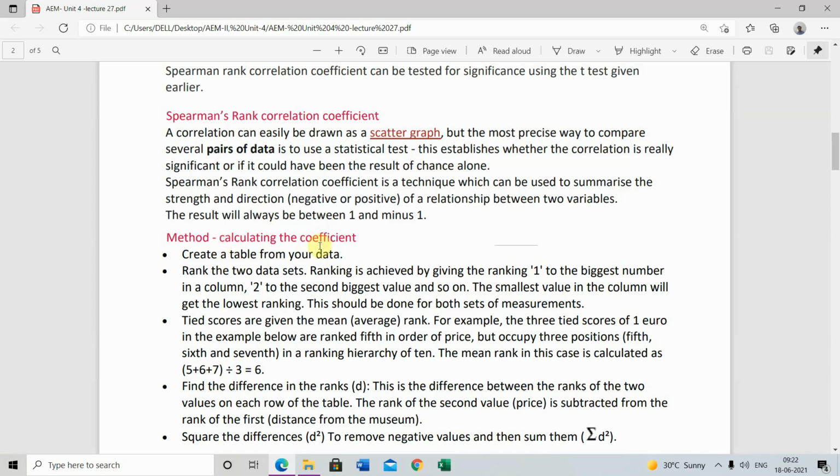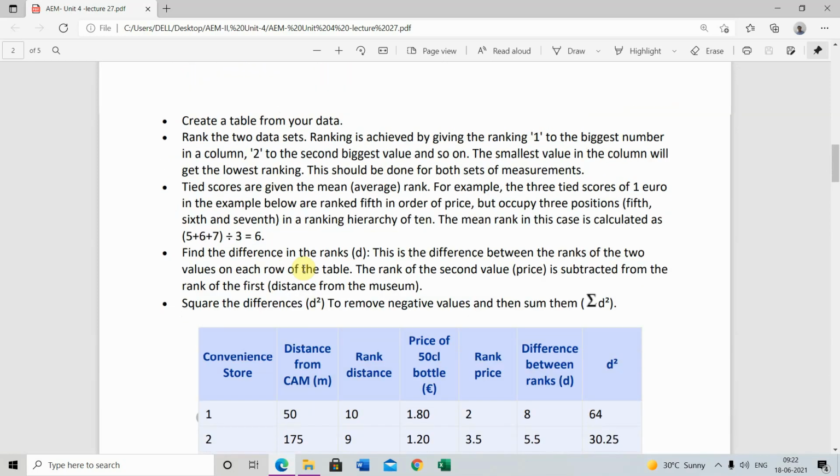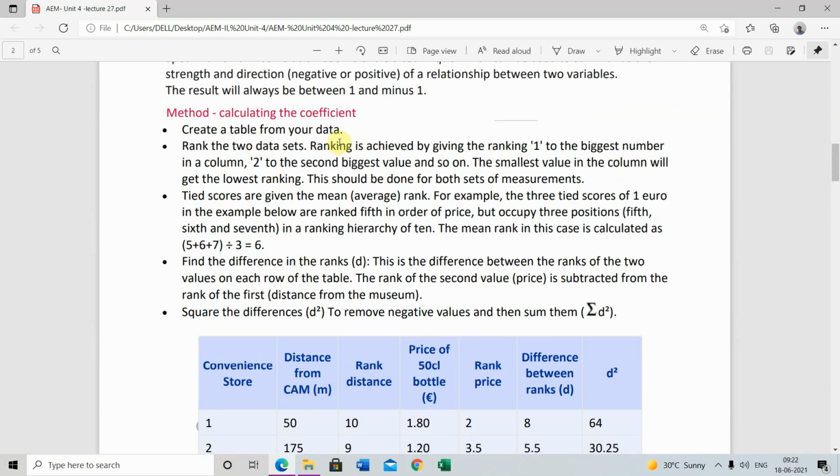Method: calculating the coefficient. Create a table from your data. Rank the two data sets. Ranking is achieved by giving the ranking 1 to the biggest number in a column, 2 to the second biggest value, and so on. The smallest value in the column will get the lowest ranking. This should be done for both sets of measurements.